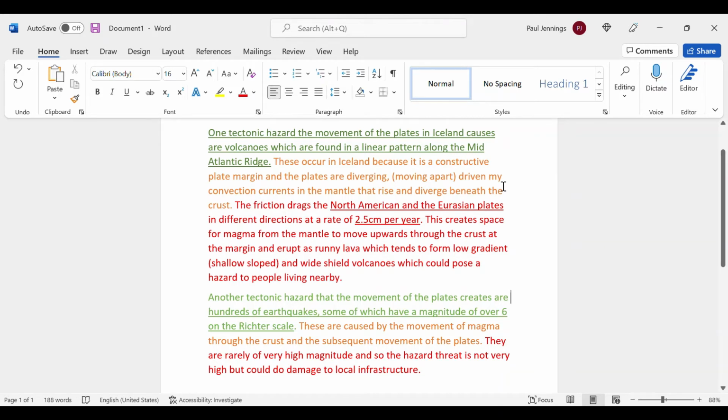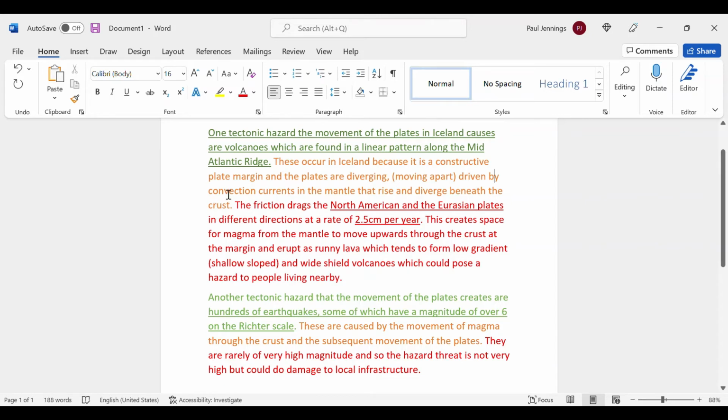That just means moving apart, more technical. Driven, that should say by convection currents in the mantle that rise and diverge beneath the crust. Again, this is all my own understanding that I am helping to improve my answer with.